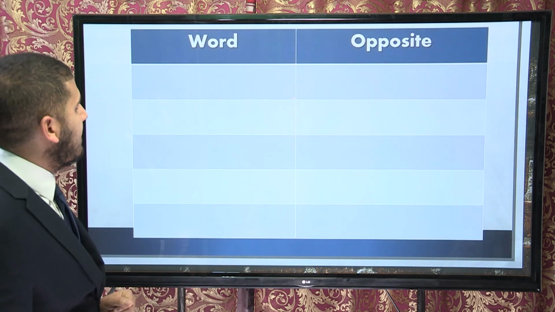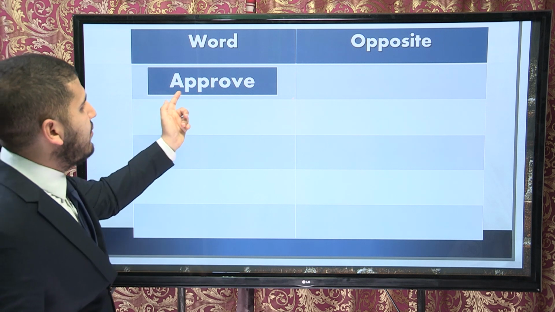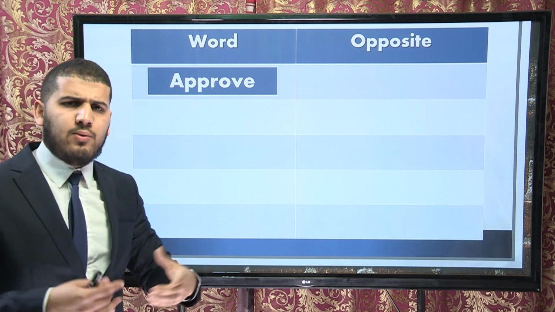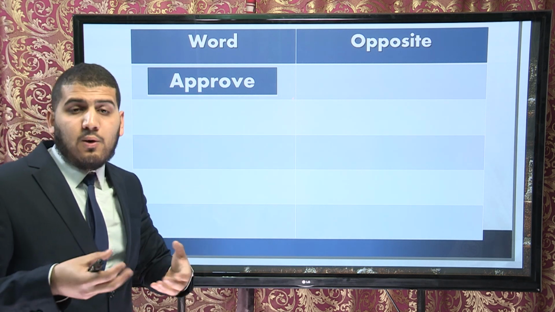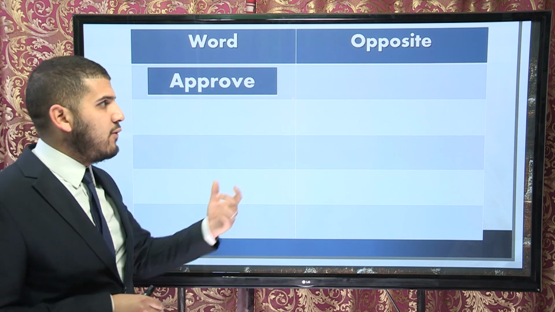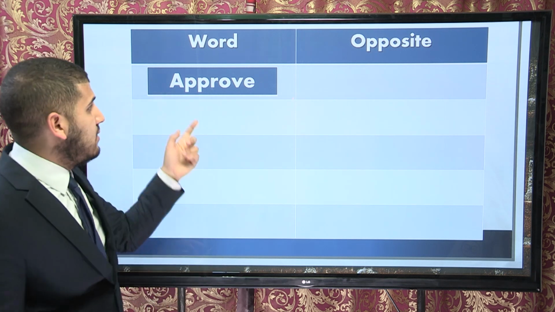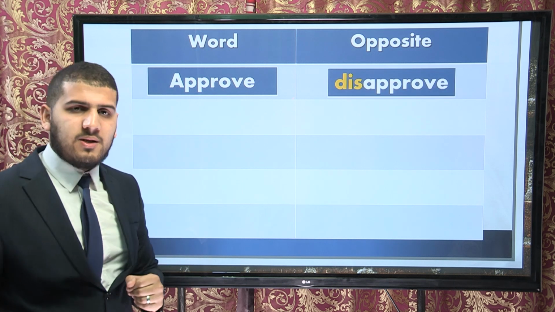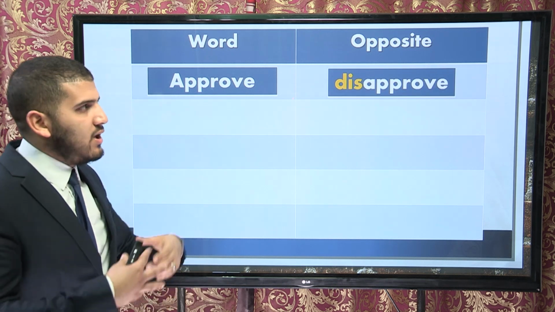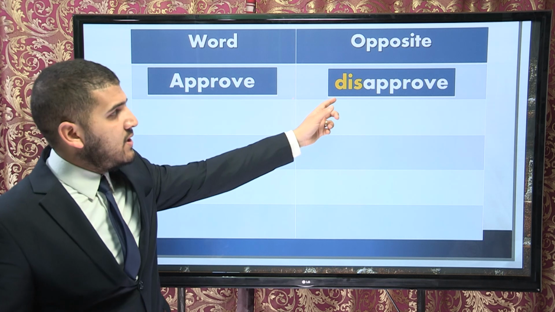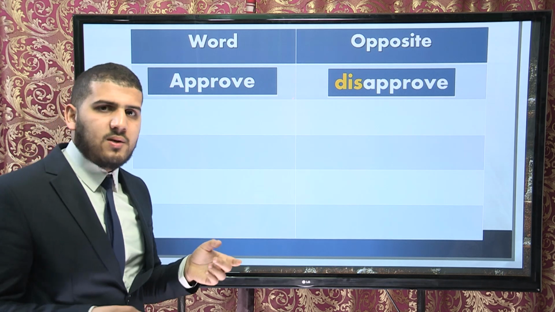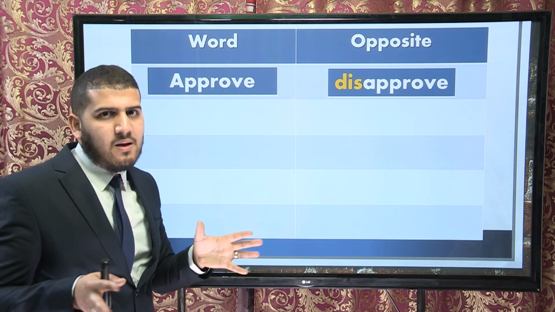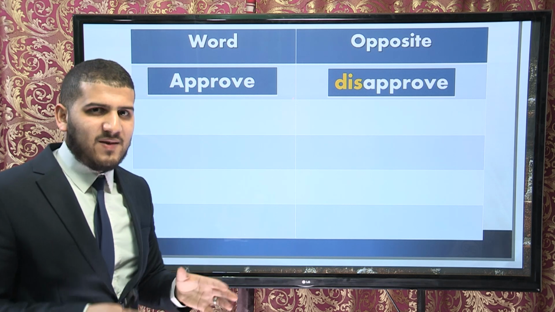Let's get started. So we have the word approve. What is the opposite of approve? Which suffix or prefix do we need to use to form the opposite? So approve, the opposite is disapprove. We generally add the prefix dis when the word starts with a. I say generally, not always.